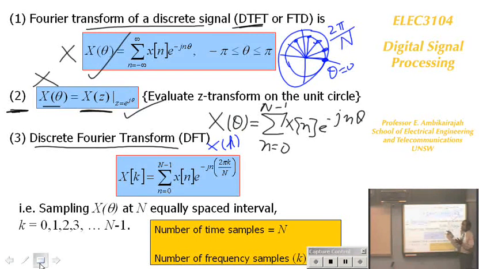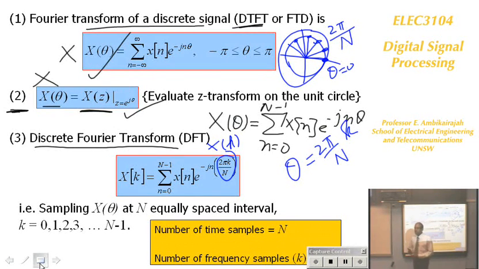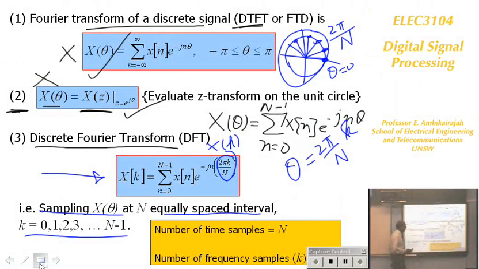You want 256 points, frequency positions. So you can now say theta can be replaced by 2 pi over n times k. So k is the frequency position. That's your equation now as a discrete Fourier transform. So sampling x theta at n equally spaced intervals gives you this new equation, which is the discrete Fourier transform.